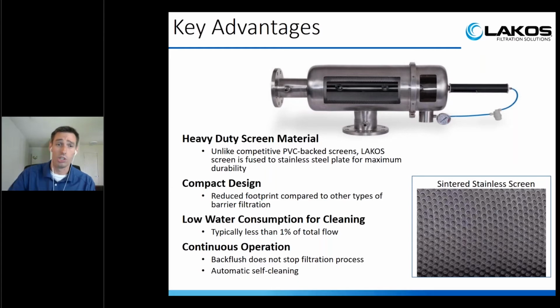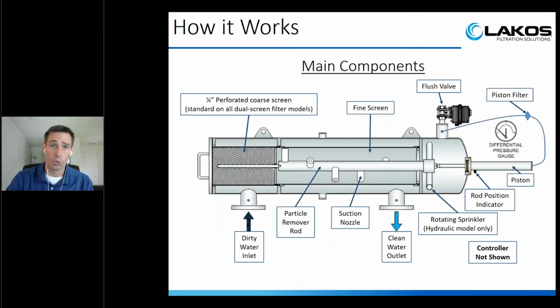It does have relatively low water consumption for cleaning. Typically about 1% or a little less than 1% of the incoming water flow is used for the backflushing. So factor that into your design, but it's still pretty low. And like I mentioned before, it does offer continuous automation and self-cleaning backwash. Some quick overview on the main components of these screens.